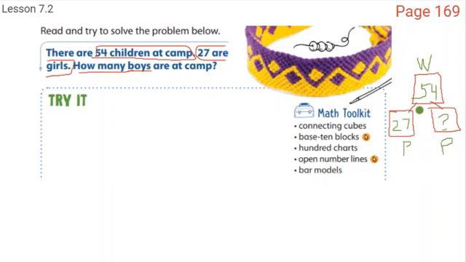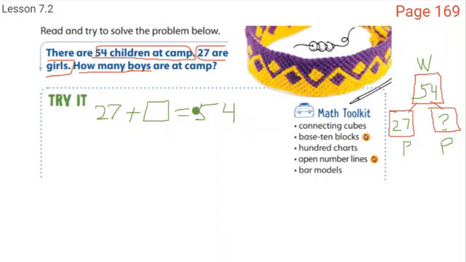Let's look at that first, though. Let's try this. 27 plus something is equal to 54. So I have 27 plus, and I'm going to just draw a box, something equals 54. How can you model that? What I want you to do is, I want you to pause the video, and I want you to try this first. Okay, welcome back.